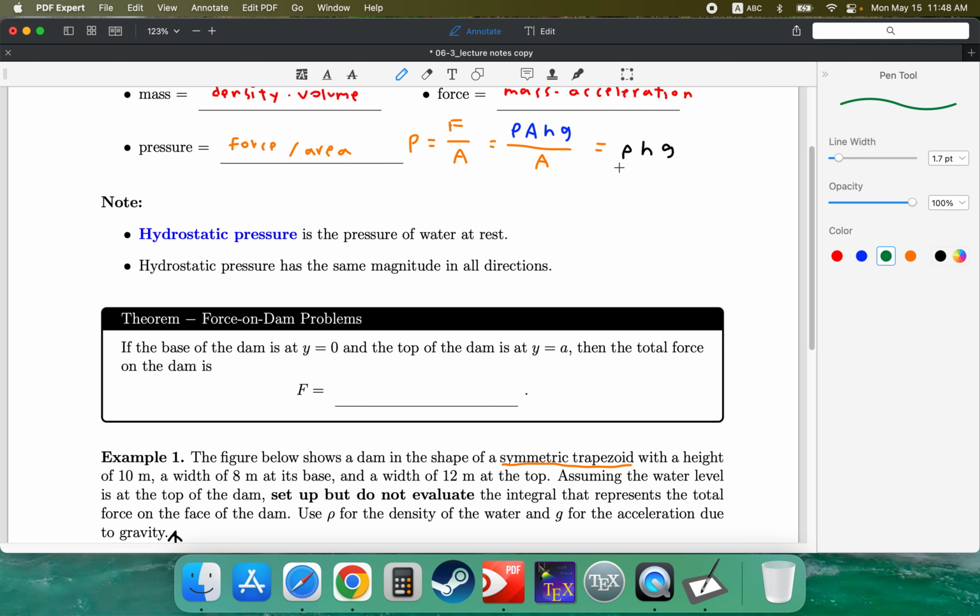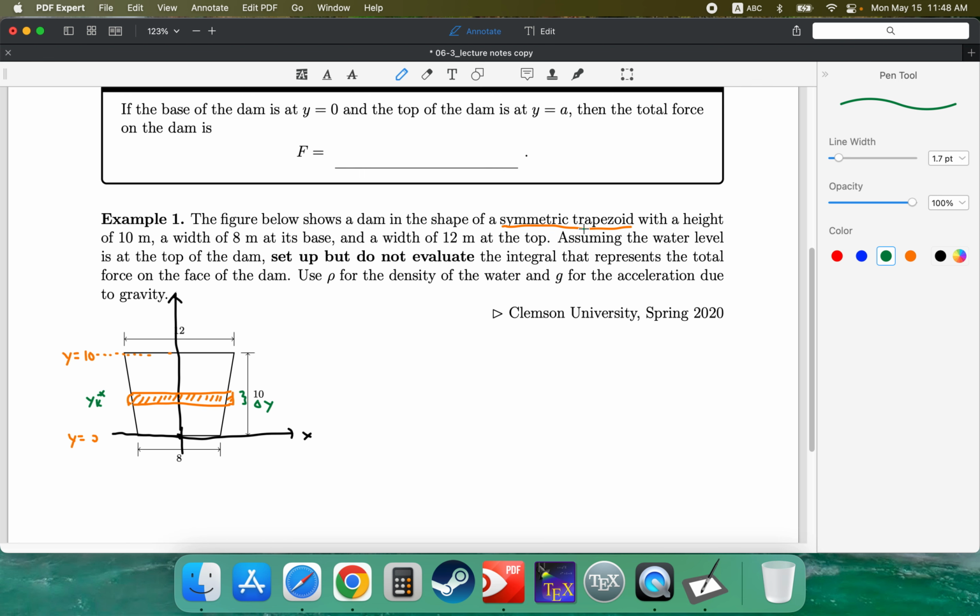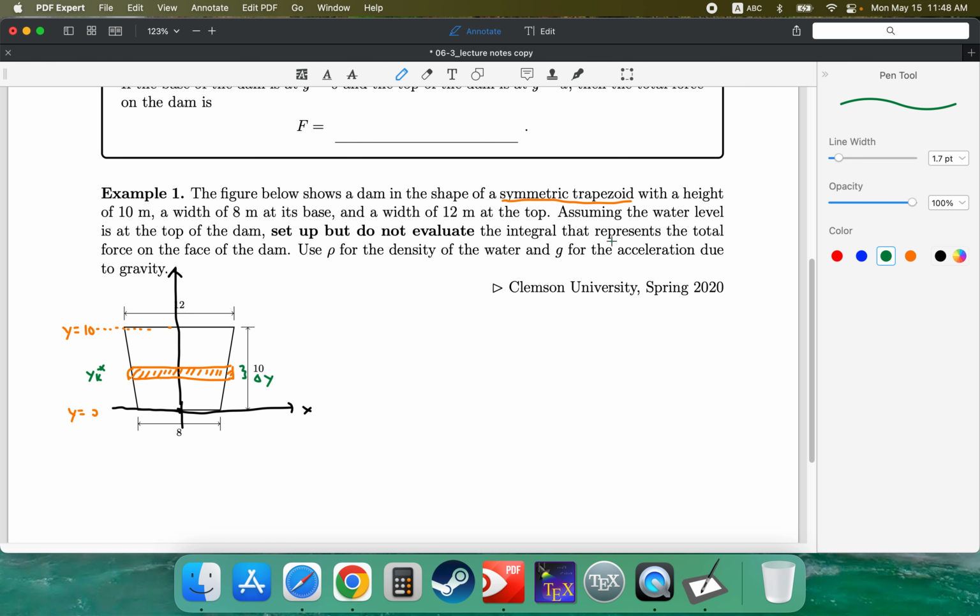the pressure equals rho times h times g. So let's write down the pressure on this strip. So we have P sub k. It should be rho. Rho is the density of water, and h is the height of the water right here, or you can say the depth of the water.